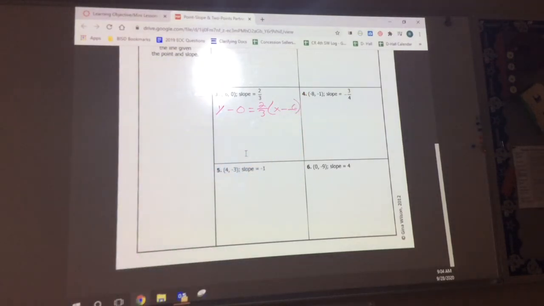All right, here I am. I set up the equation. Y minus 0 equals 2/3 parentheses x minus a -6. How many of you guys forgot to do the x minus a negative? How many of you guys just put 1 minus sign there? Okay, yeah, that happens sometimes.